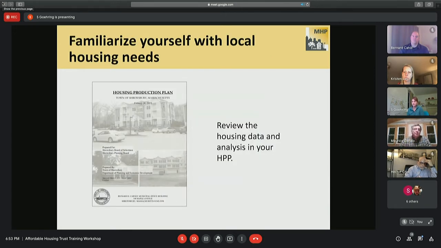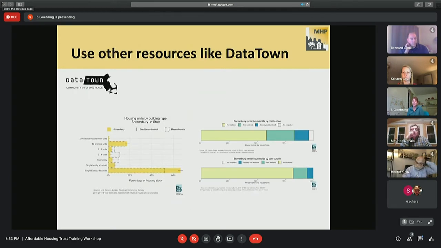So familiarize yourself with your local housing needs. You have this plan. You have a lot of data. I would suggest that you really spend some time to read through your plan, or at least the key sections, analyzing the data and some of the suggestions made in your production plan. Some of you may have been involved in the creation of this. And then there are other resources that you can use as well, just to better understand what's happening in Shrewsbury.